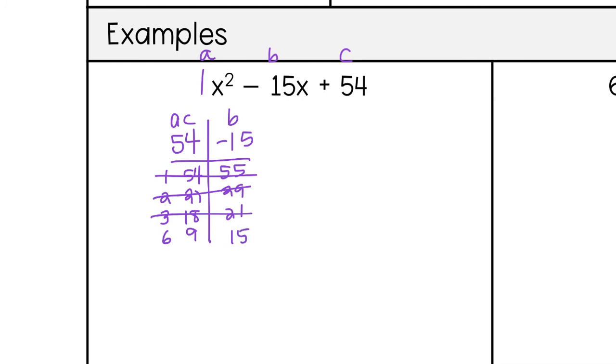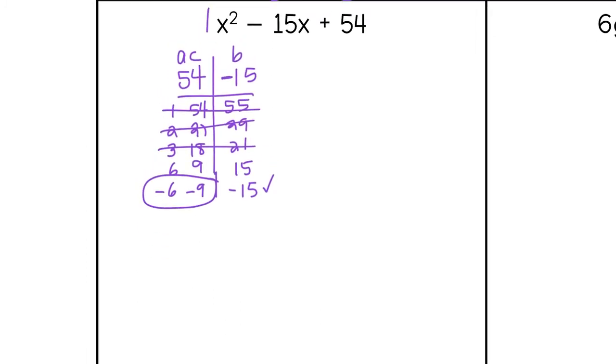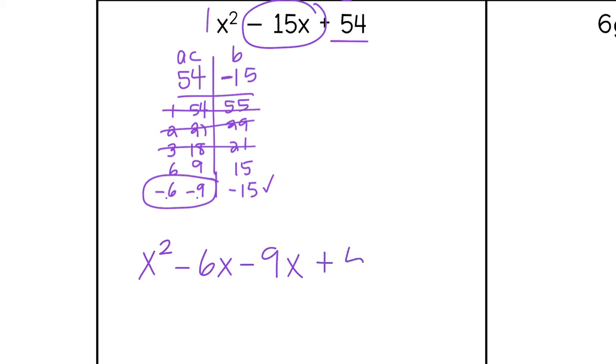So that one's close, but I need it to be negative. So what if I did negative 6 times negative 9? That would still equal positive 54, but when I add them up, that gives me negative 15. So those are the two numbers that I want. So now when I factor, here's what I'm going to do. I'll still have my x squared, but instead of writing negative 15 in the middle, I'm going to write negative 6x, negative 9x, using those two numbers, and then still have plus 54 at the end.